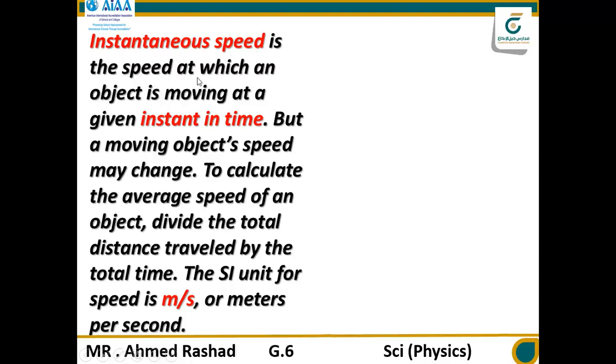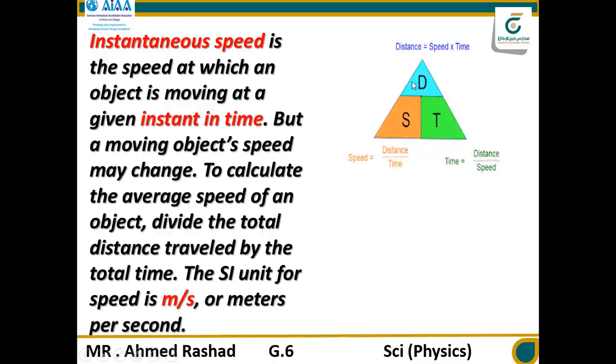So we have some kinds of speed, called instantaneous speed. It is the speed at which an object is moving at a given instant. So instantaneous speed is the speed at which the object is moving at a given instant of time. We can look at the relationship between three factors: distance, speed, and time. And these are the equations for the relation between them: speed equals distance per time, or time equals distance per speed, and distance equals speed times time.